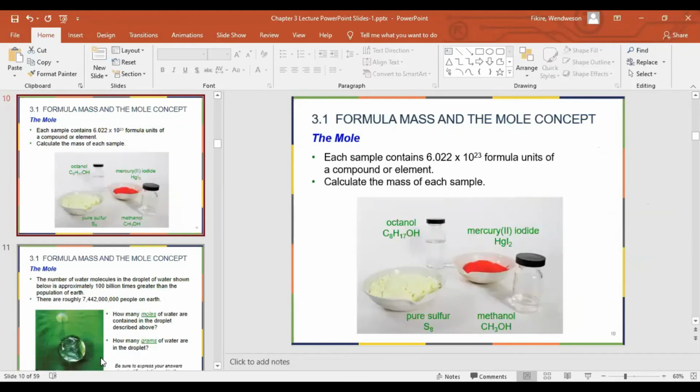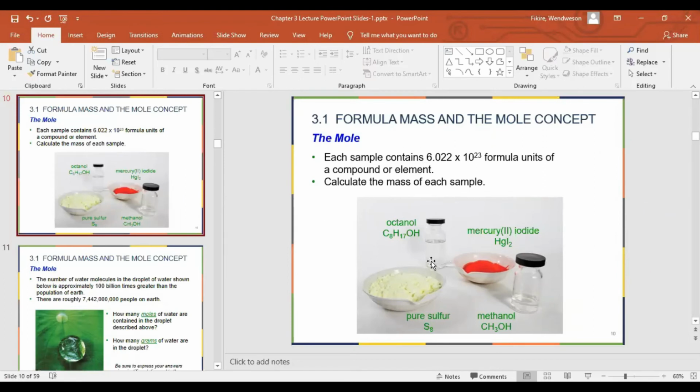So like here, each sample contains 6.022 times 10 to the power of 23 formula units of a compound or an element. You have different compounds. You have methanol, you have mercury iodide, you have octanol. So different molecules are here. In the different molecules, the number of atoms is going to be 6.02 times 10 to the power of 23. So that's how we are able to determine the number of molecules.